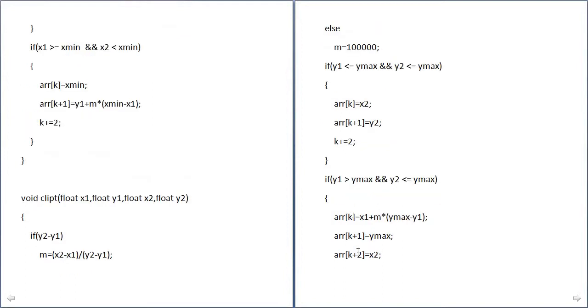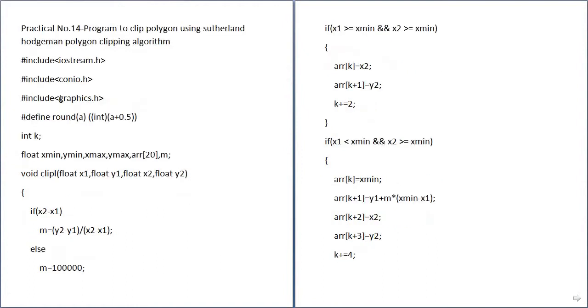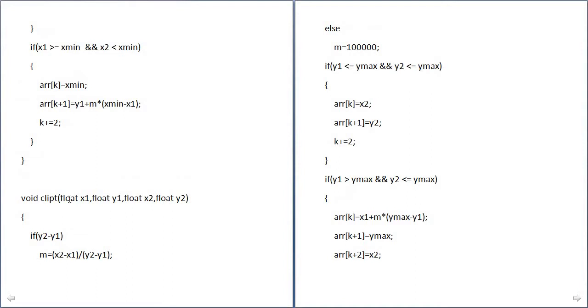Then after that check the condition, that is x1 is greater than xmin and x2 is less than xmin. For this condition we calculate array of k is equal to xmin and array of k plus 1 is equal to the calculated intersection point. Then the same code is used for the top side.